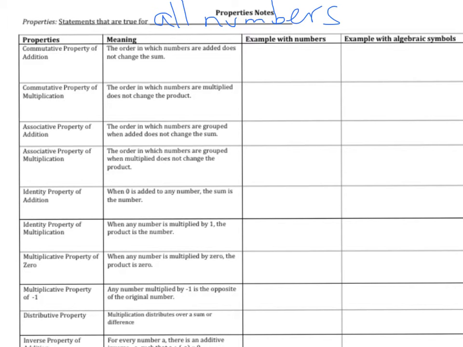It means the order in which numbers are added does not change the sum. So, for example, I could add 5 plus 6, and it would be the same answer as if I had added 6 plus 5. We can remember this because commute means to move. So in other words, I just move the numbers around, but it doesn't actually change the sum.